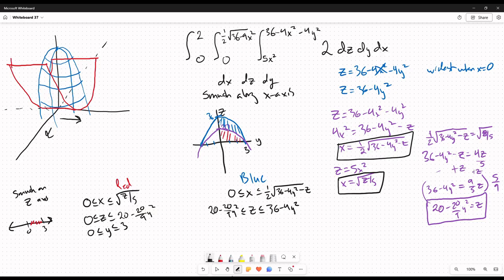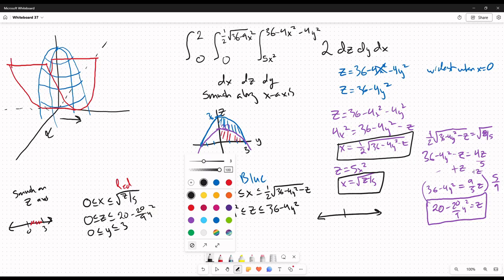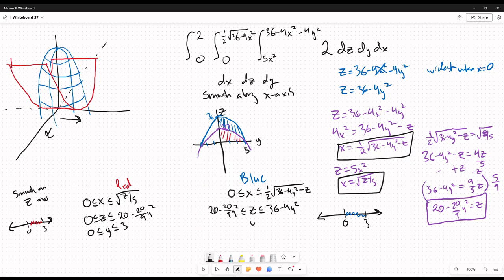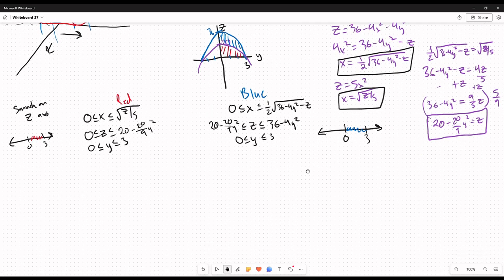And then last but not least, we smush down along the z-axis. And once again, we get the same shape. This is going to smush down to the space between 0 and 3. So we get that y is between 0 and 3. Okay. And with that, that's all we need to answer this question. I ran out of room, so I'll give myself a little bit more room.